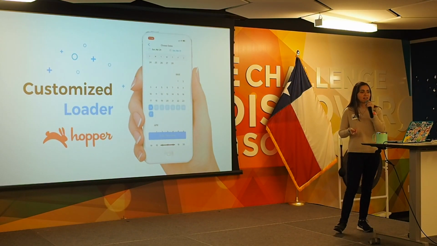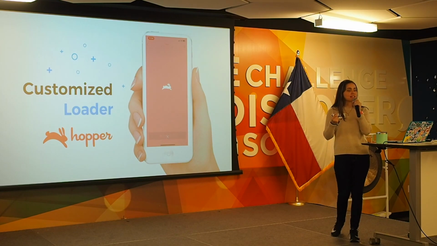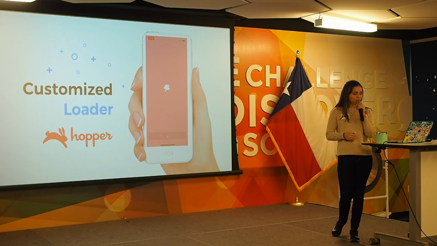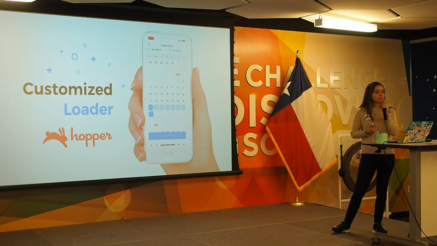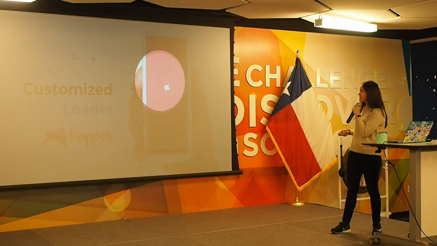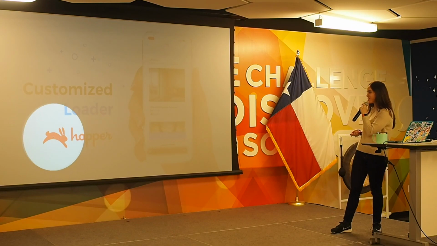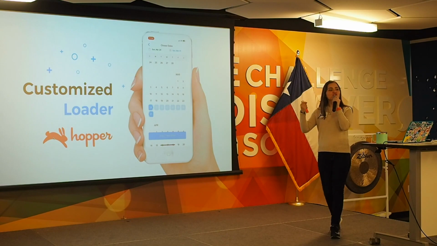This is an example from Hopper, an application that helps you find the best deals for hotels and flights. What is happening right here is I was looking for the best deals for hotels in Japan. And I love how they use their loader, their same hop, bunny, jumping, using their logo in there.